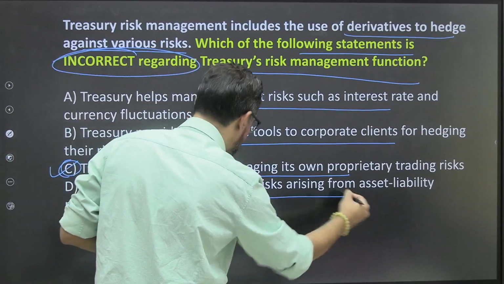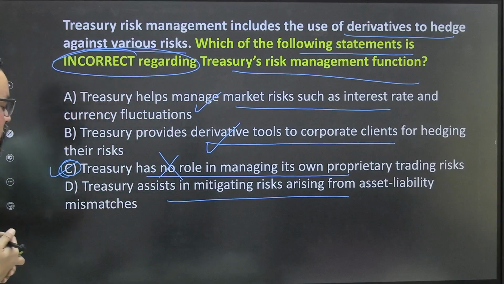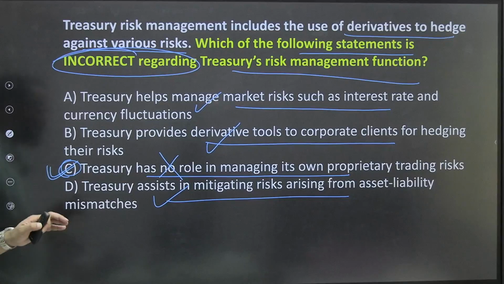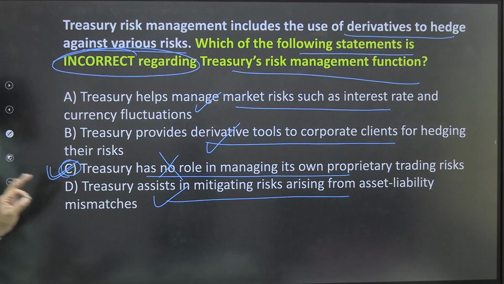Treasury assists in mitigating risk arising from ALM. This is the core work. So what will be your correct answer? Treasury has no role in managing its own proprietary trading risk. This is wrong, right?